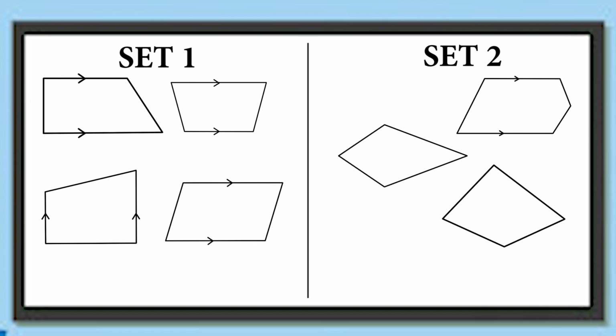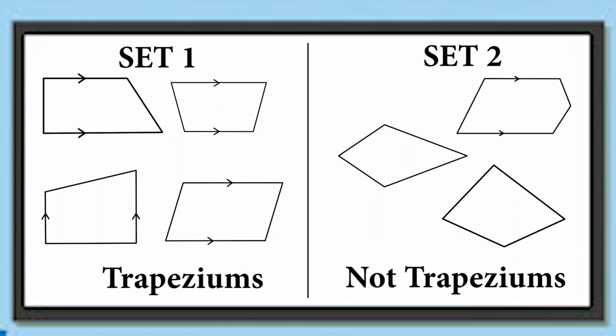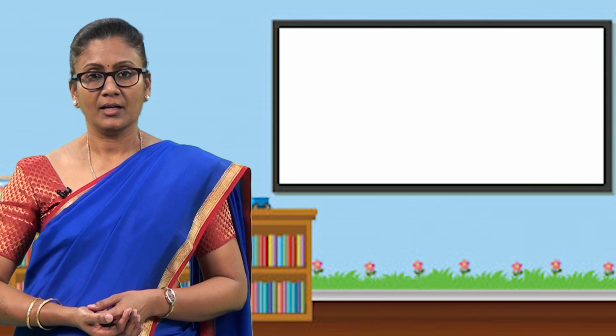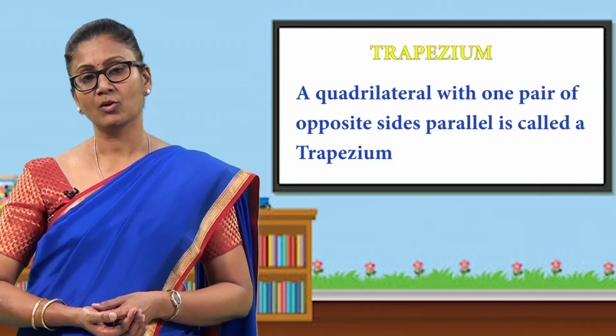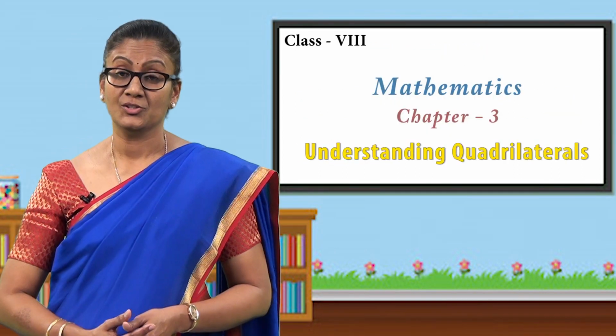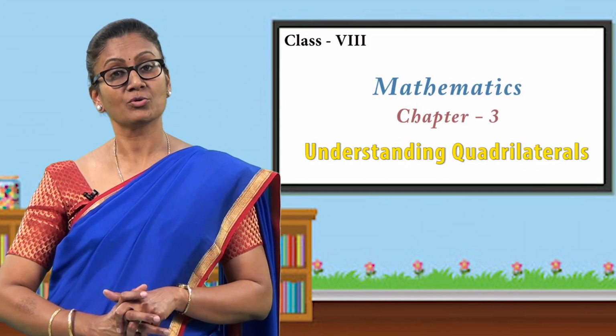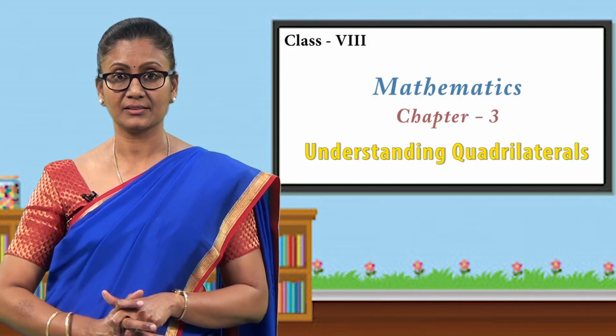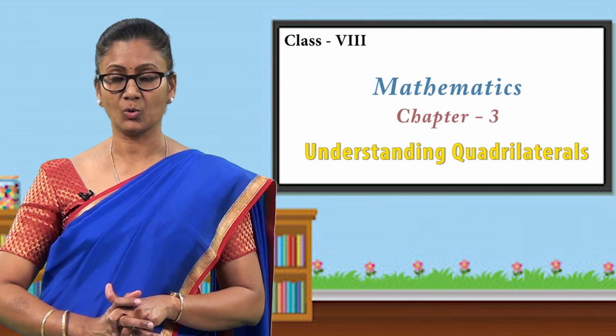A quadrilateral with one pair of opposite sides parallel is called a trapezium. Hence, all the quadrilaterals in set 1 are trapeziums. But all the figures in set 2 are not trapeziums. A quadrilateral with one pair of opposite sides parallel is called a trapezium. Children, now I will take you through another variety of quadrilaterals. So, come let us go and discover them.